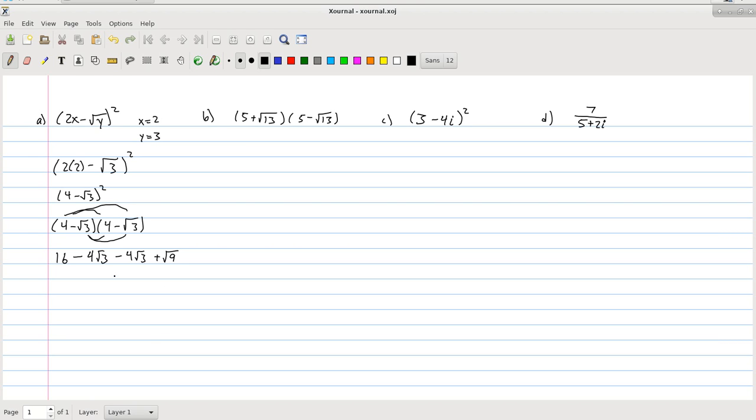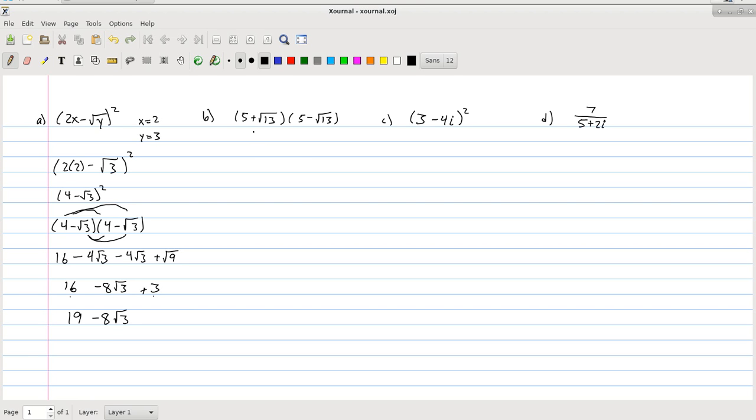Next up, we can combine like terms. So I see this minus 4 radical 3 minus 4 radical 3 can be combined to give us minus 8 radical 3. 16 is an integer. There are no other integers here yet, so we just leave that. Now 9 is a perfect square. The square root of 9 is 3. So we can do one more round of simplification in that 16 and 3 are like terms. So we combine them and we get 19 minus 8 radical 3.